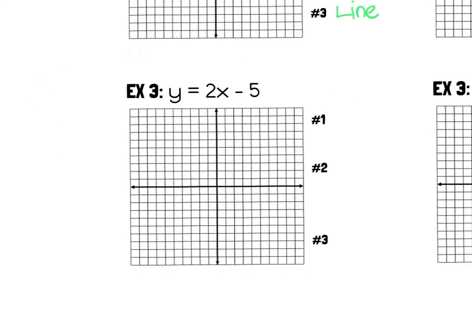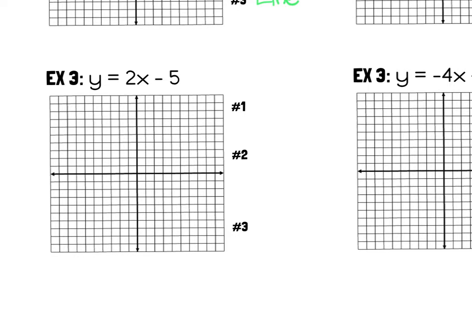All right, let's take a look at number 3. We're going to do number 3 together, and then I'll have you try number 4 on your own in a second. So step 1, find your y-intercept. That's always the number adding or subtracting with x. So my y-intercept in this case is negative 5. Go ahead and put that point for negative 5. On the y-axis, that's 5 units down from the origin. There's my first point.